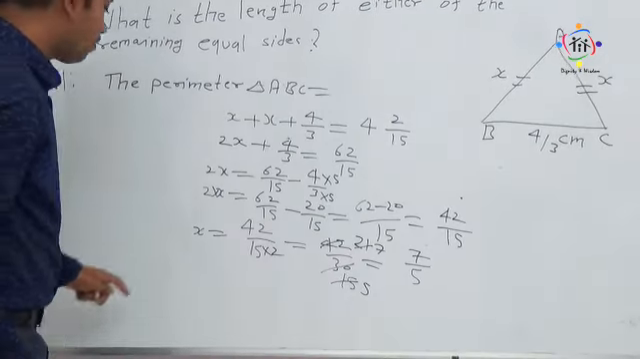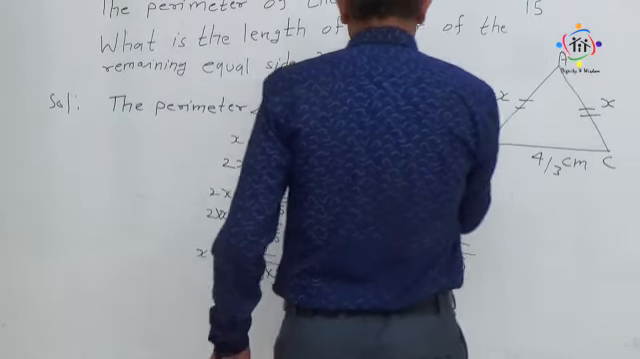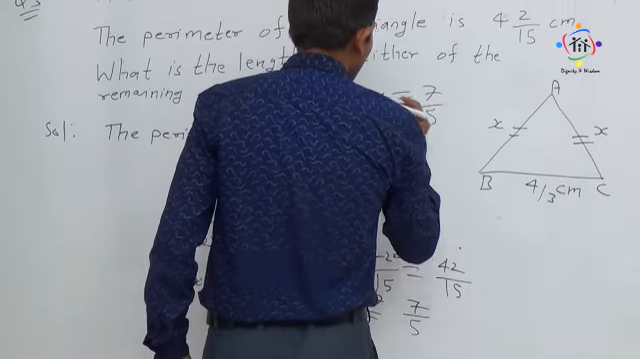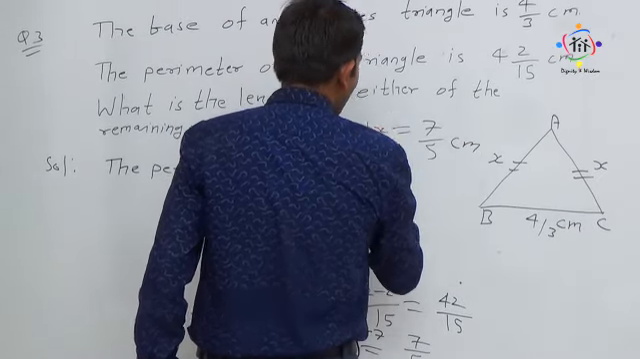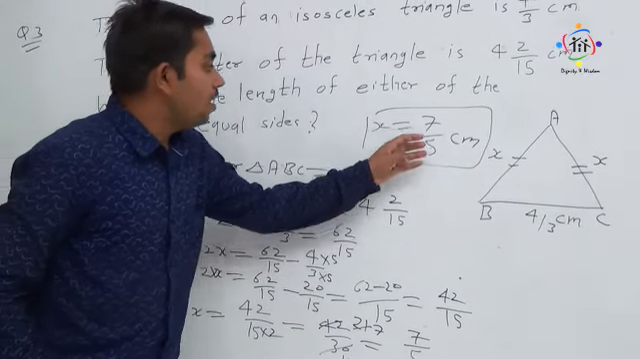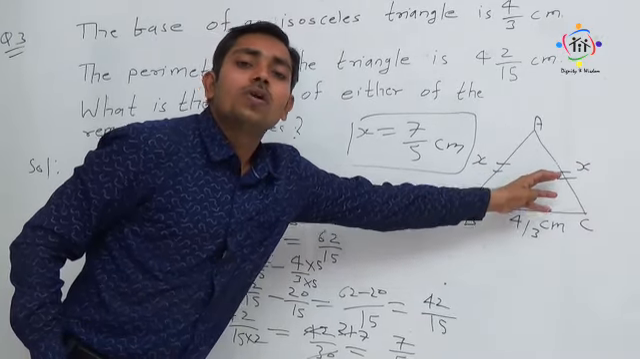So what is our answer? We have reached the answer. We can write over here: x is equal to what we got? x is equal to 7 by 5 centimeter. So this is the required side of the isosceles triangle, out of these two sides which are equal to each other.